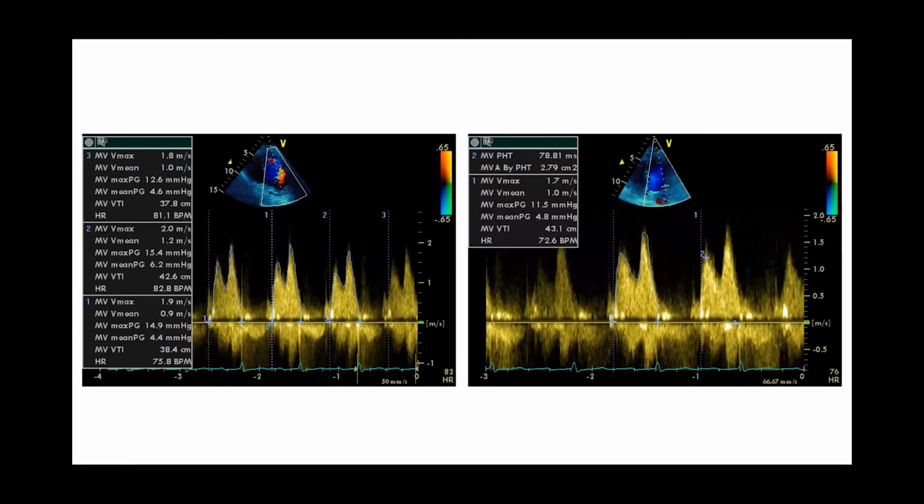This is the mitral valve continuous wave Doppler, and it shows a mean gradient of 5, between 5 and 6 on most of these measurements, and a maximum pressure gradient of around 12. So there is an element of mitral stenosis, but it would be of mild to moderate severity.